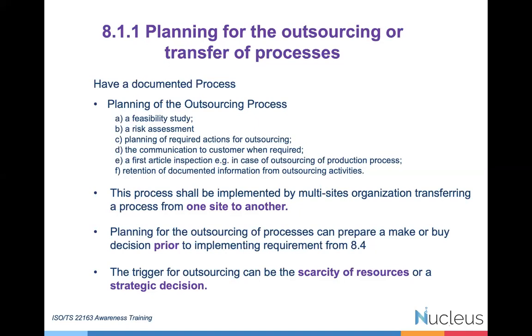Before doing any outsourcing activity, you must have a process. You have to do a feasibility study, then a risk assessment, then decide what type of control you want to exercise. Communication to the customer is very critical in railway business. Without customer knowledge, you cannot outsource or transfer a process. Then what type of control are you going to establish for your suppliers? Either you do supplier PPAP or you do first article inspection for them. These are the things we need to consider.